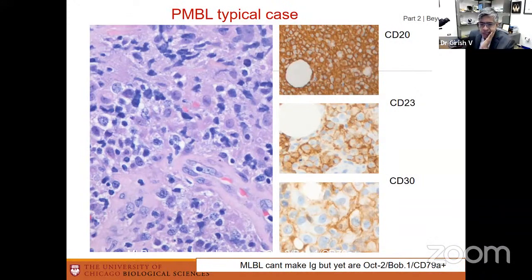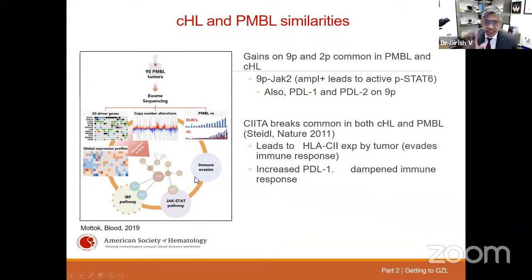So these mediastinal large cell lymphomas, they cannot make immunoglobulin for some reason. This is very similar to B lymphoblasts, which make neither kappa nor lambda. And yet they express OCT2 and BOB1 and CD79a. The B cell program is preserved in these cells though. So if you do flow in a mediastinal mass and you see neither kappa nor lambda, think mediastinal large B cell lymphoma.